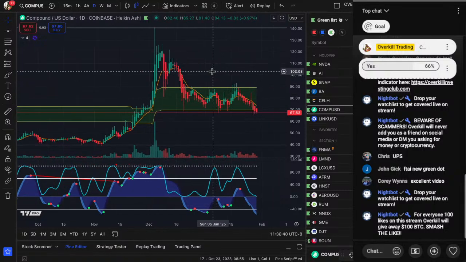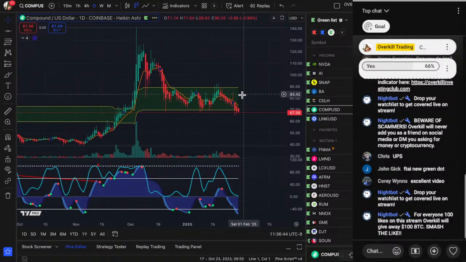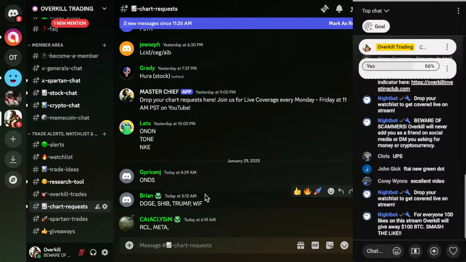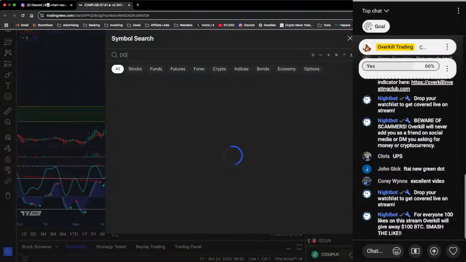We want to buy things at a fair price. And how do we know if it's at a fair price? We see that it's around the golden zone, our retracement tool, okay? And that is part of the trading indicator. We got Doge, D-O-G-E.